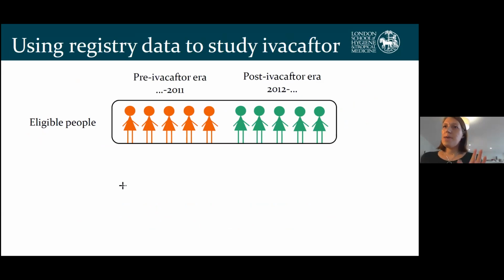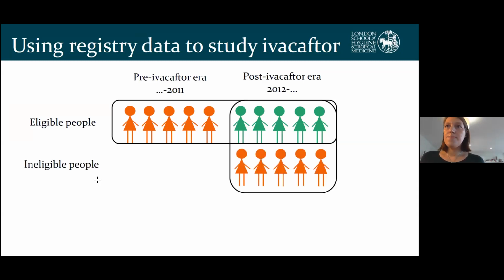And I'm going to think about the setup. I'm going to use these pictures where I think about the different groups of people that we have. So I'm imagining, I'm calling eligible people, that's people who have a genotype which makes them eligible to receive this treatment, ivacaftor. And then I'm dividing time into the pre-ivacaftor era before 2012 and the post-ivacaftor era after 2012. So some of those studies have done a before and after comparison to estimate the effect of ivacaftor, looking at people in the eligible genotype group before it was available and then after when they were using it.